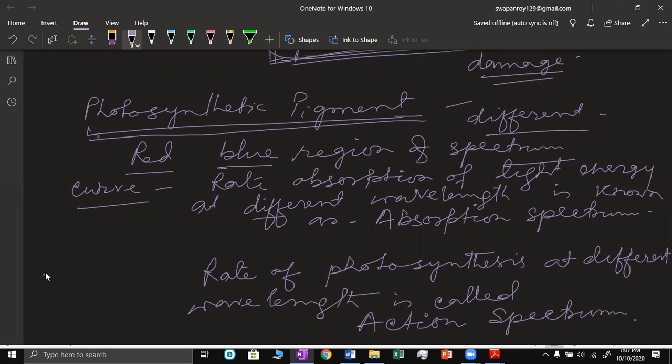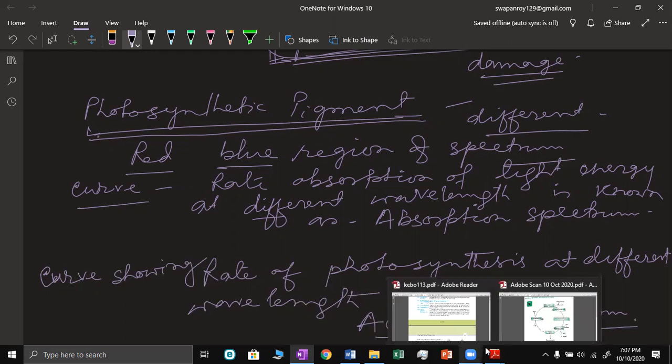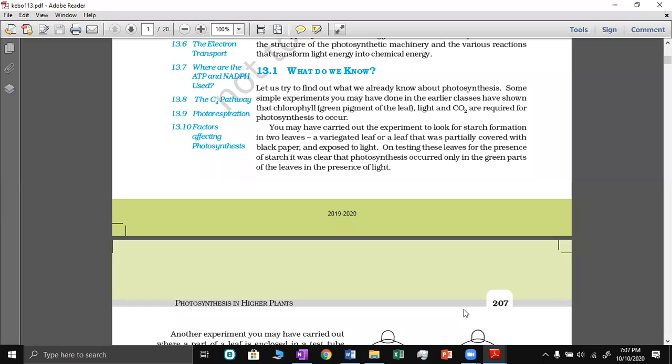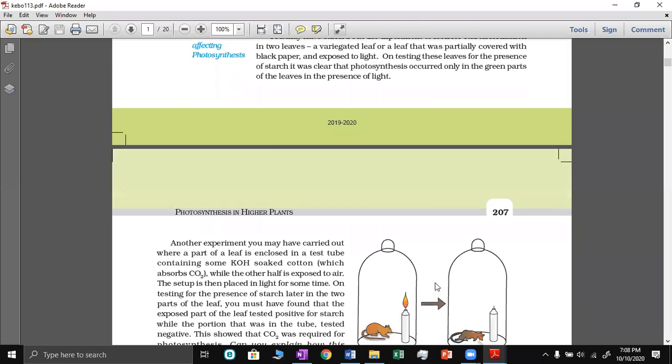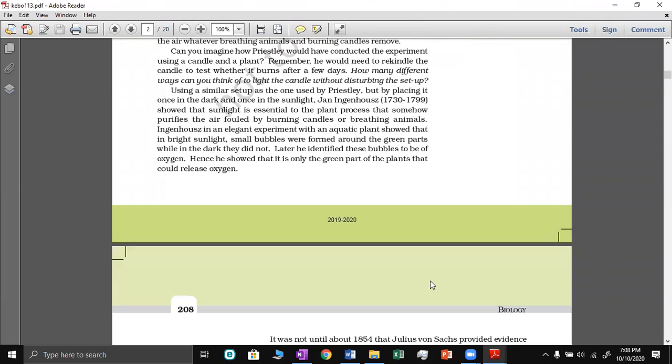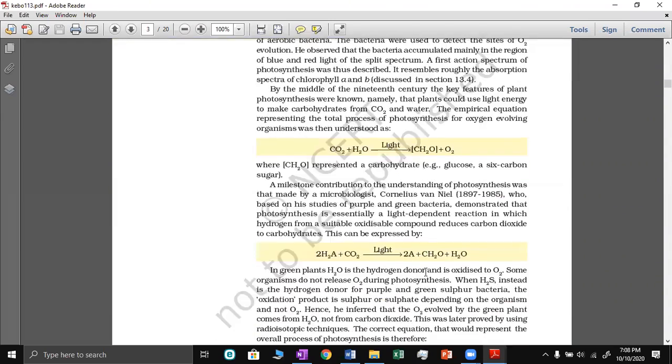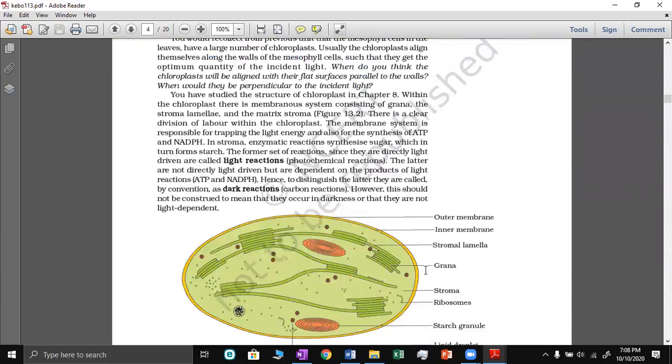This is the curve showing rate of photosynthesis at different wavelengths. This is the action spectrum. You can see the action spectrum from here. I will show you, directly from the book, the absorption spectrum and action spectrum.